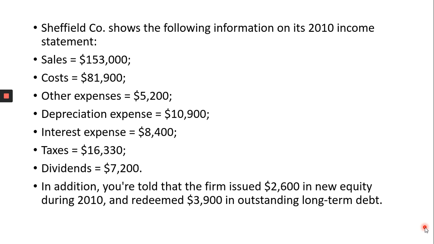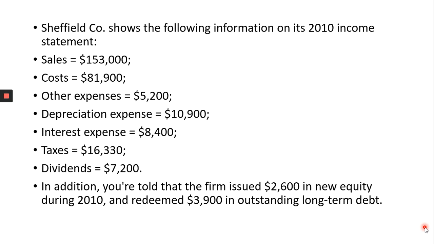So in the income statement, it says the total sales is this, cost and other expense. So it gives us the sales amount, it gives us cost, other expenses, depreciation expense, interest expense, tax, dividend. Moreover, it also tells that the firm issued $2,600 in new equity during 2010 and redeemed 3,900 in outstanding long-term debt.